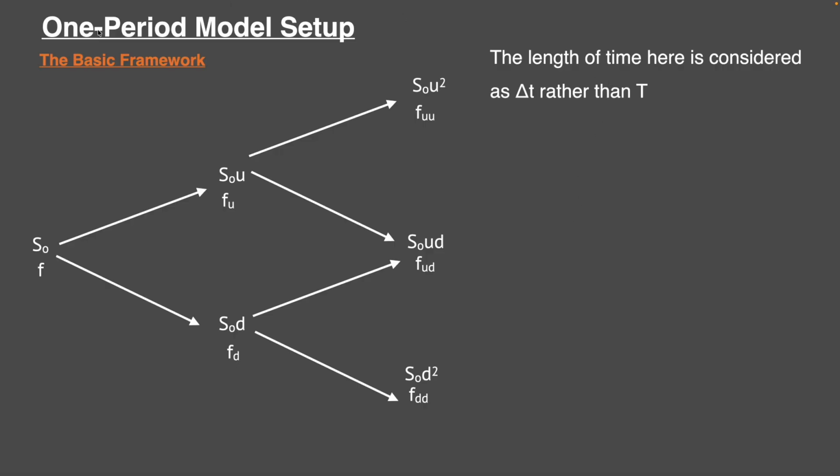In the multi-period model, the time period is considered as delta T rather than capital T. In the single-step model, since there was only one step, we considered the time period as equal to capital T. But in this case, we have to consider the time step as equal to delta T.